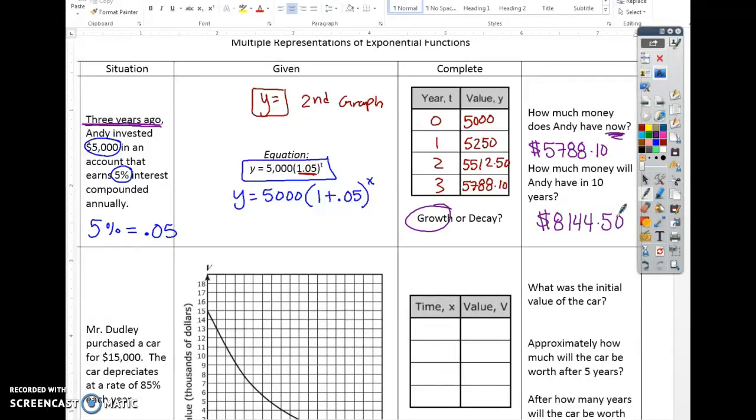Okay, so it's pretty easy if they give you the equation already. If they hadn't given you the equation, if they gave you the scenario, you can still go from the scenario to the equation. All they had to do was put what he started with and then add the 5 cents to that 1 because it's interest. He's earning it. Earning means that it's increasing. Okay? Problem number 2.